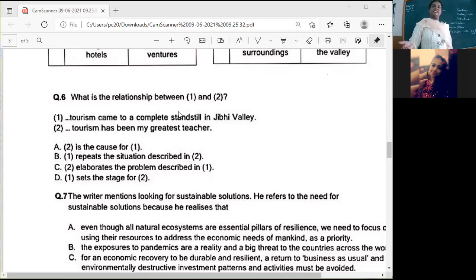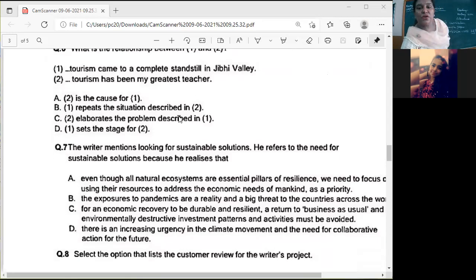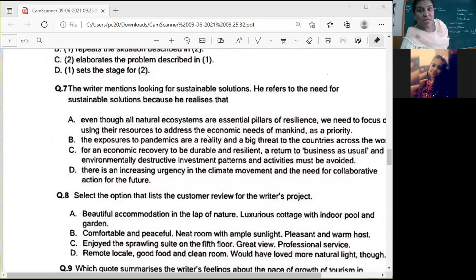Because it was his teacher. And now what has happened to tourism? It's at a standstill. Now the writer looks for sustainable solutions. He refers to the need for sustainable solutions. What are sustainable solutions? What is sustainable development? You all know that, right? The wise use, the judicious use of the resources. That is sustainable development. Let's turn back.